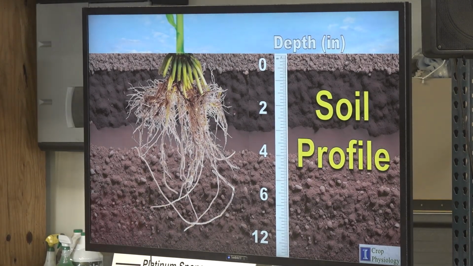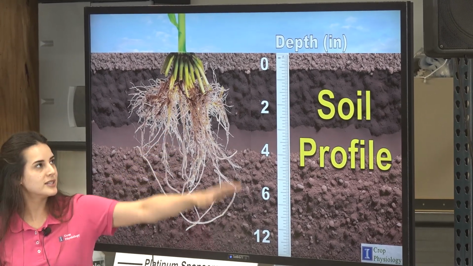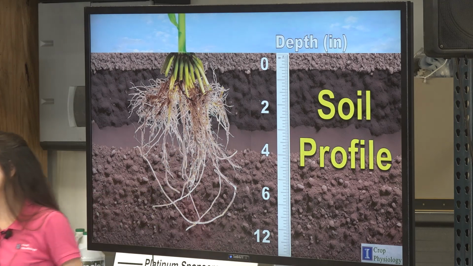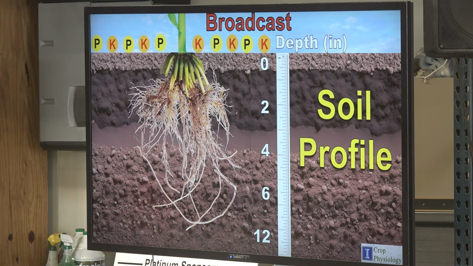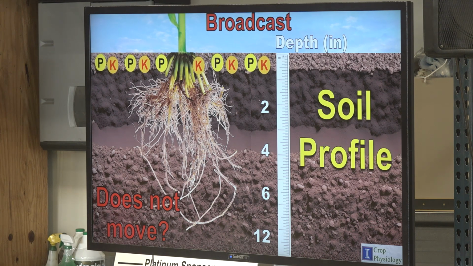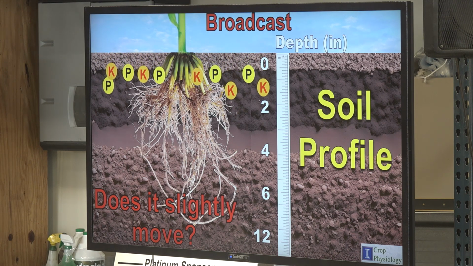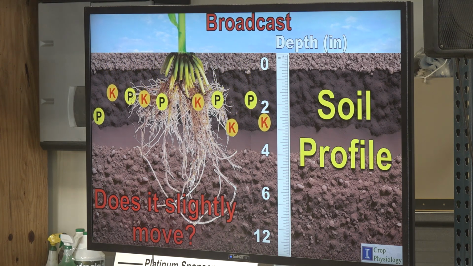Here we have our soil profile, our beautiful corn root. And here we can see our depths, 0 to 12. And now we're going to apply our fertilization here as a broadcast. What do we think is going to happen? Maybe this fertilizer does not move, pretty much stays in the top 2 inches of the soil and just stays where it was applied. Maybe this fertilizer moves slightly into the soil profile. Maybe it moves 0 to 4 inches, we don't know.